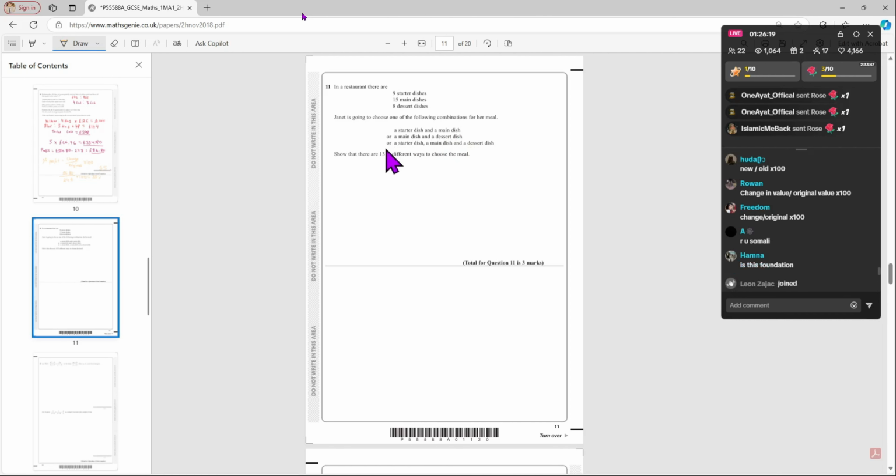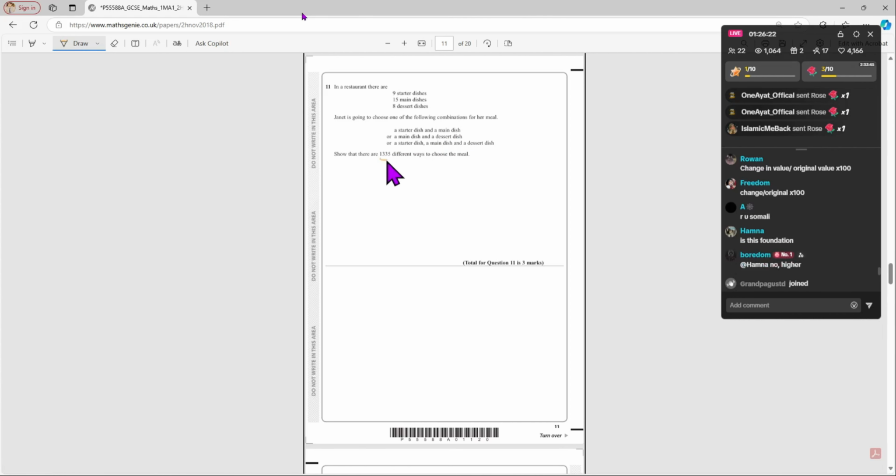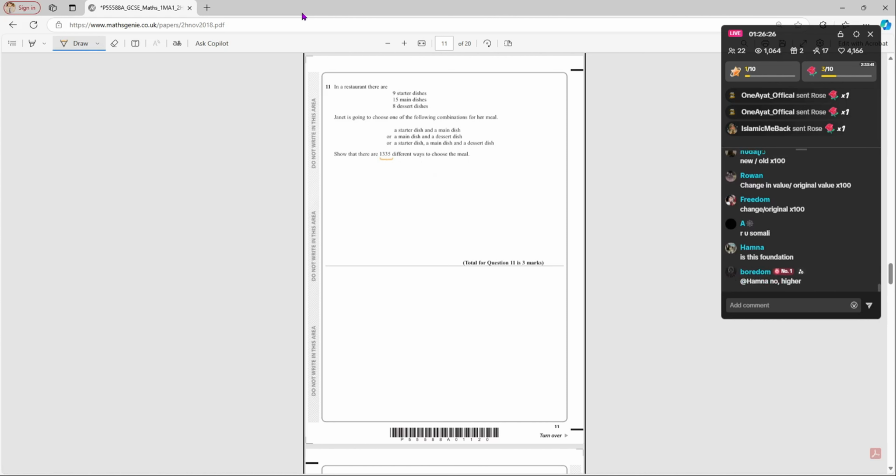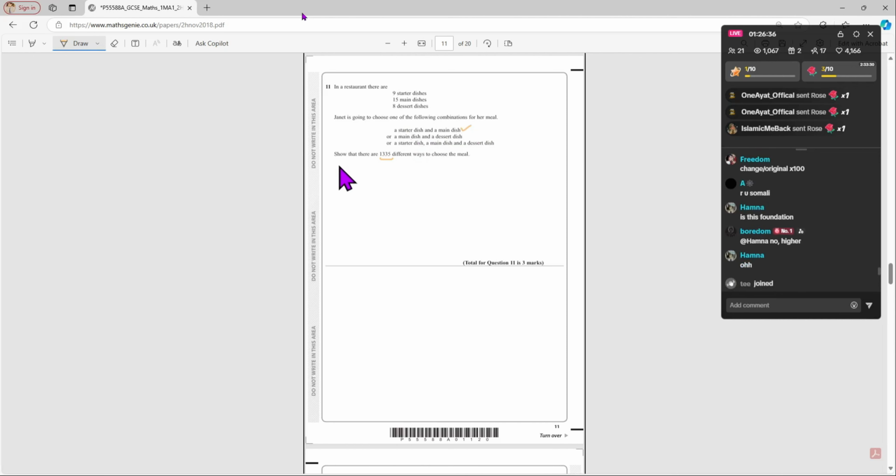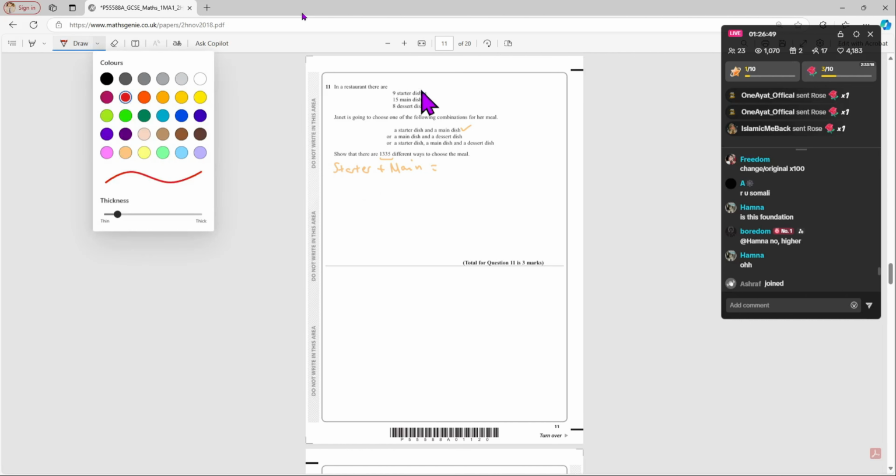Show that there are 1,335 different ways to choose the meal. So, to work out the combination of the first one, the starter and main, does anyone know what the product rule for counting is? Basically, we're using the product rule for counting for this one.